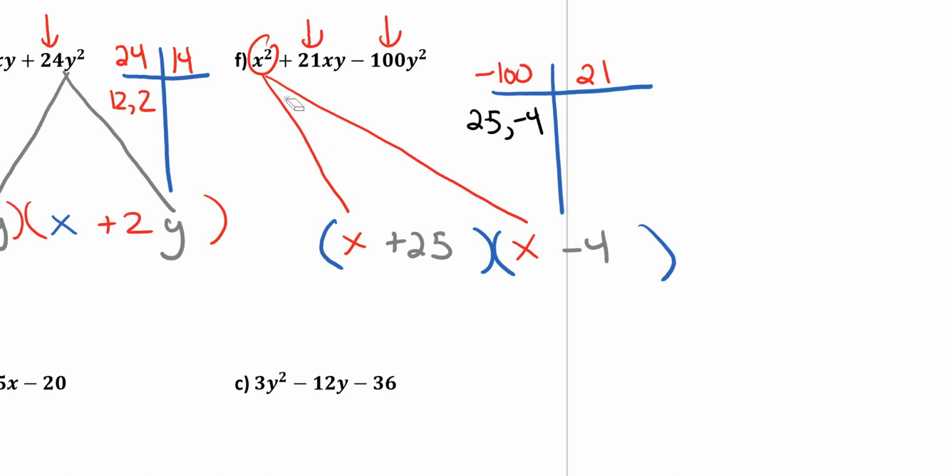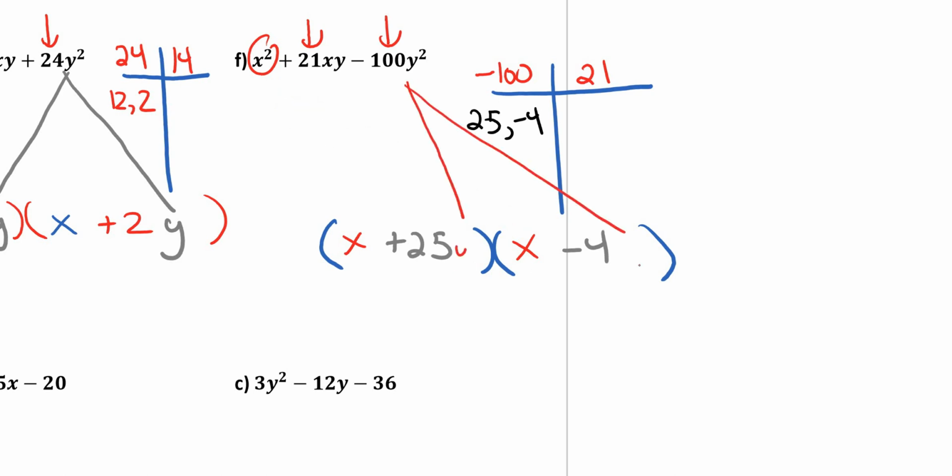And just like the previous three questions, we need to have the y's. I need to have a single y here and a single y there, and that would give me the y squared term at the very end. So x plus 25y times x minus 4y would be my final answer.